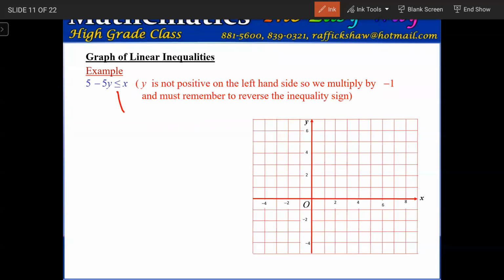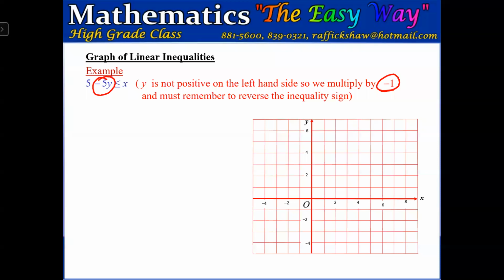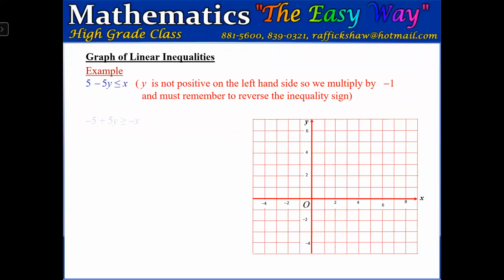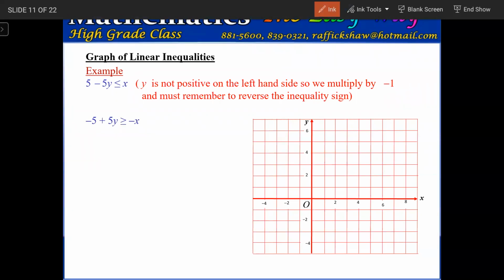Don't just run and look at the inequality sign and say below. If you look at the y value and it's negative, then less than doesn't mean below anymore. It now means above. And you can show that it means above by multiplying through by negative one and getting the y value to become positive. All right? So let's go. Bam. See there? Multiply through by negative one. This inequality now becomes that inequality.